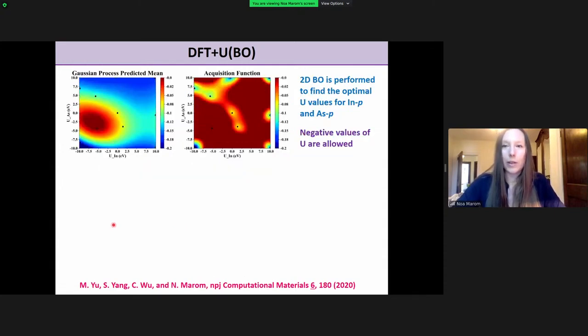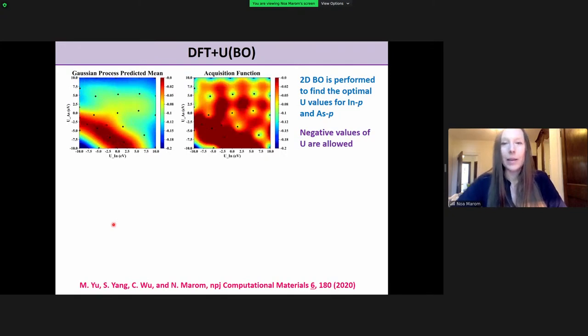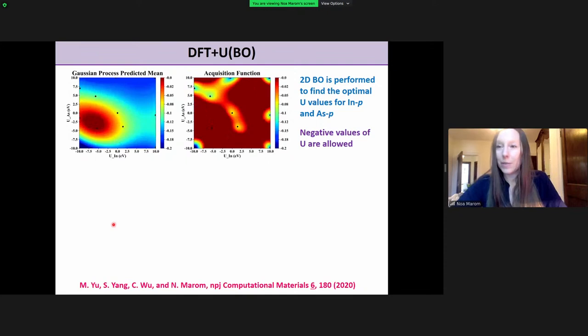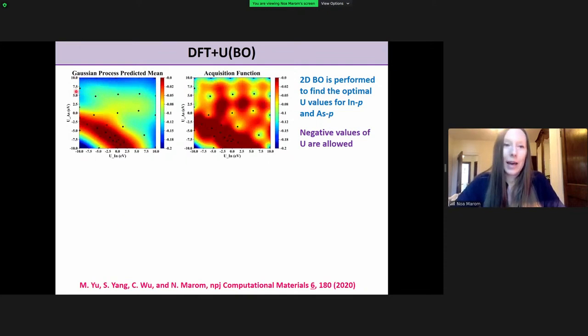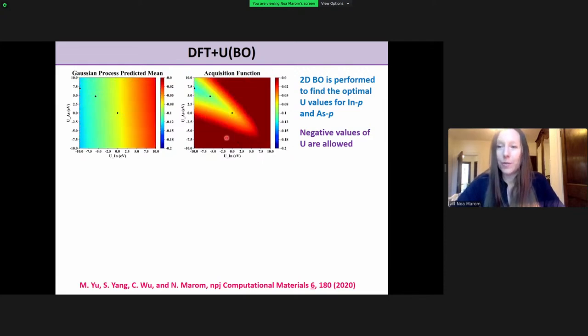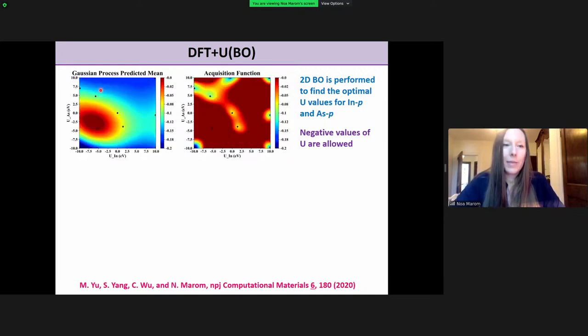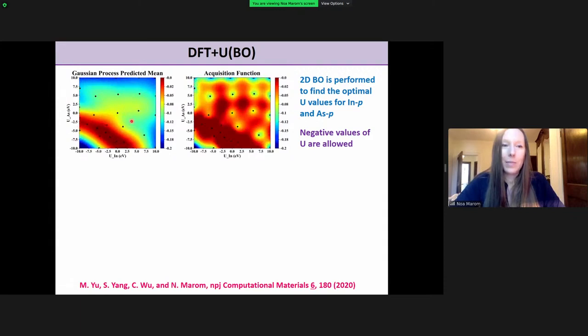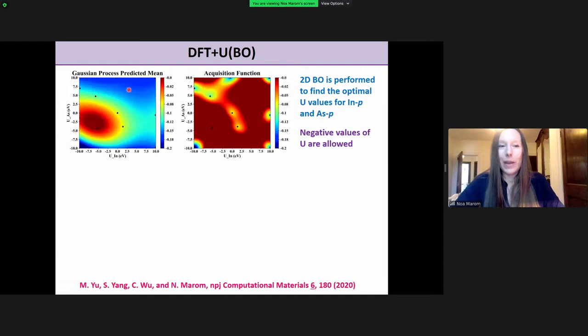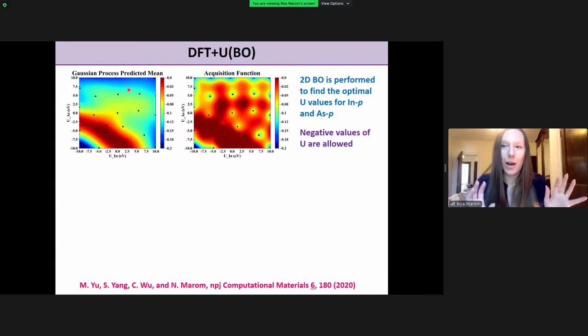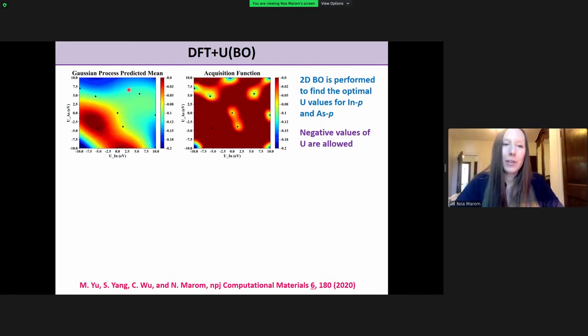So let's see how this works for indium arsenide. So the Bayesian optimization has the Gaussian process predicted mean, which is our guess of what the objective function looks like. And then we have an acquisition function, which determines where to sample the next points. So you can see that in the beginning, you kind of sample randomly, and we have no idea what the objective function looks like. But after several iterations, it converges to this region.